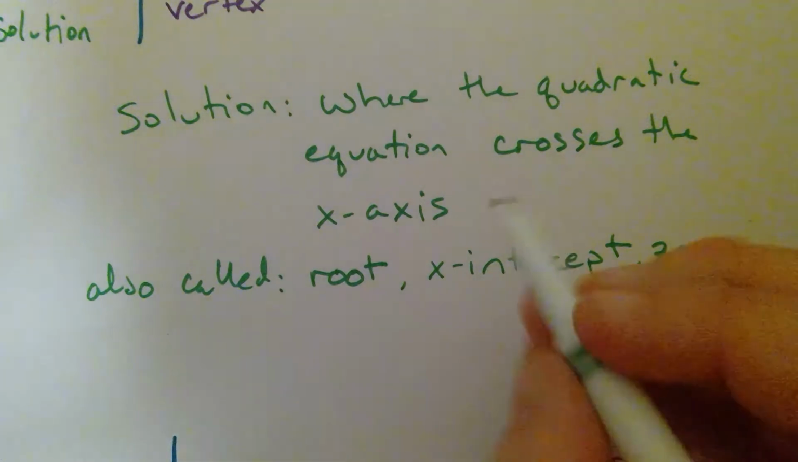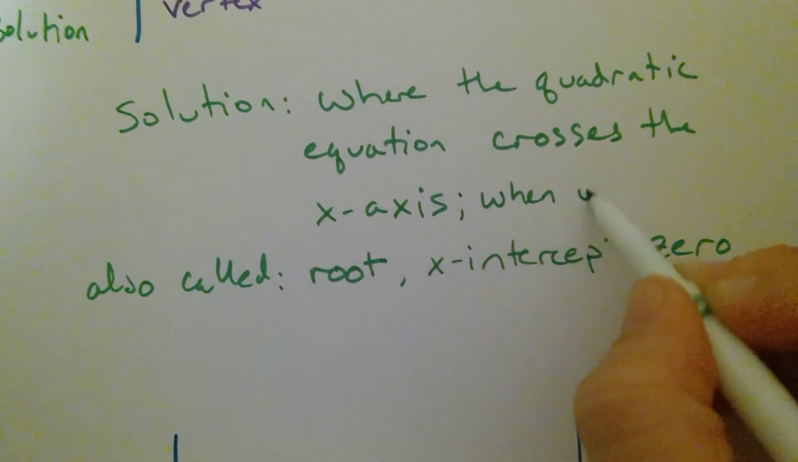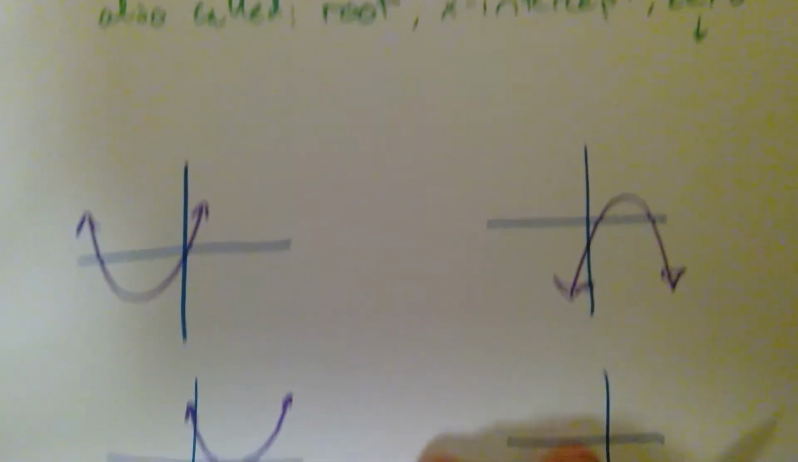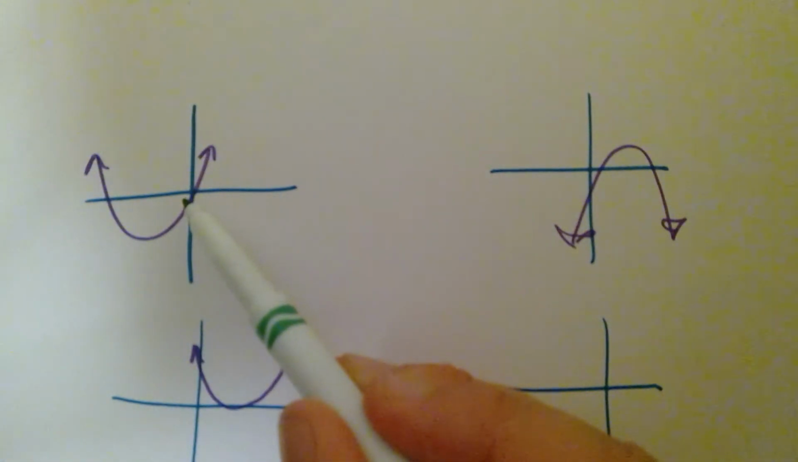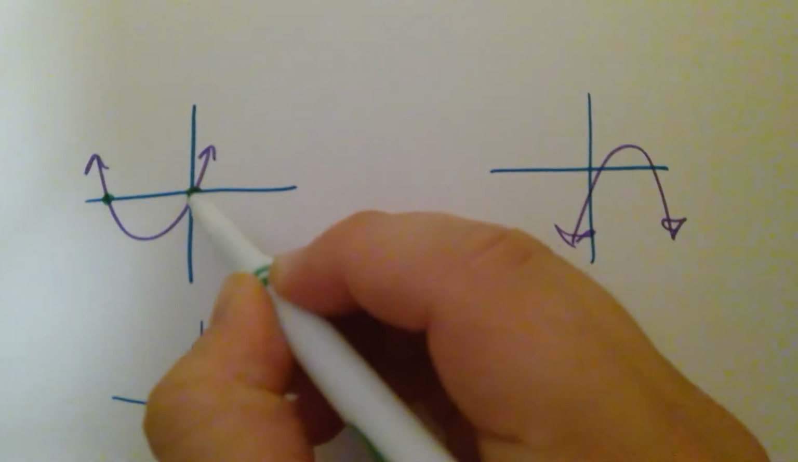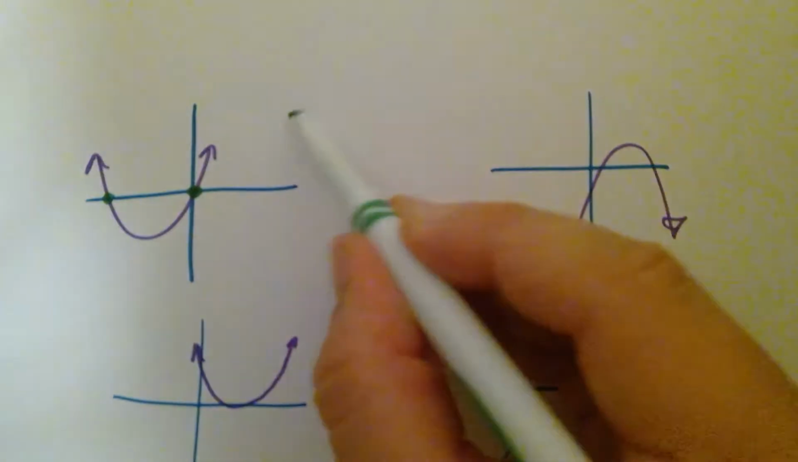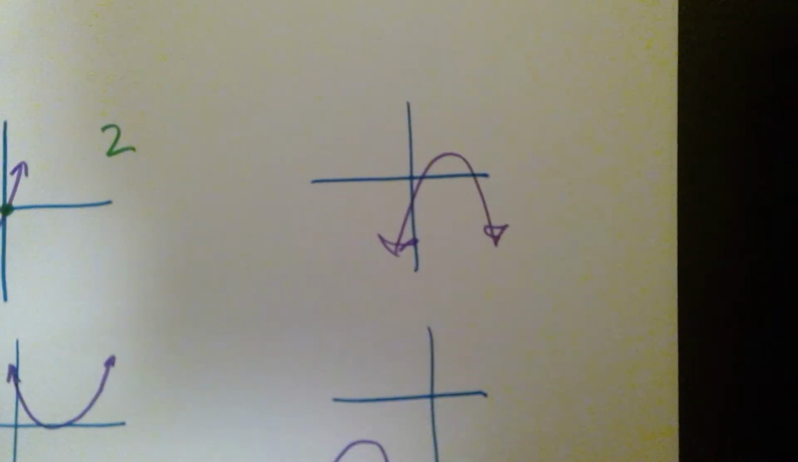I'm going to add a note here. It's also when y equals 0. So we know if we have an x-intercept, that means that we're on this line here. That means that y equals 0. So here are our solutions in green. Those are our x-intercepts, our roots, our solutions, our zeros. And we have 2.